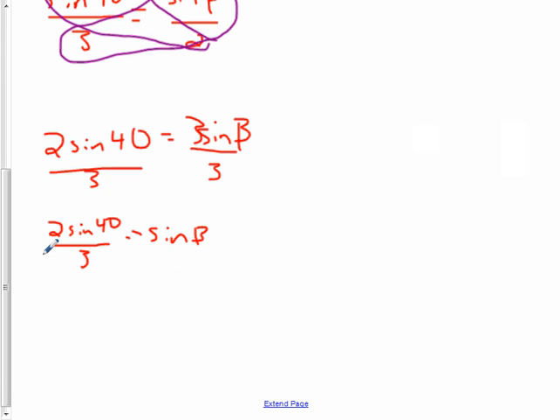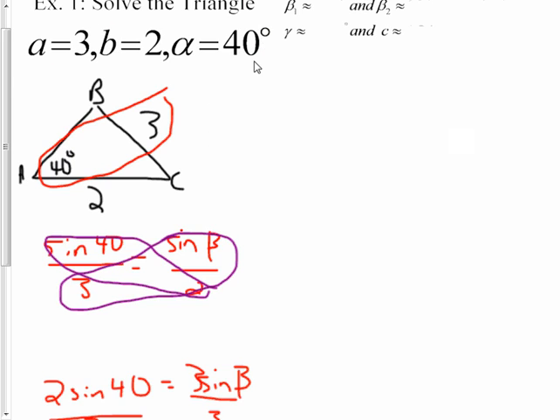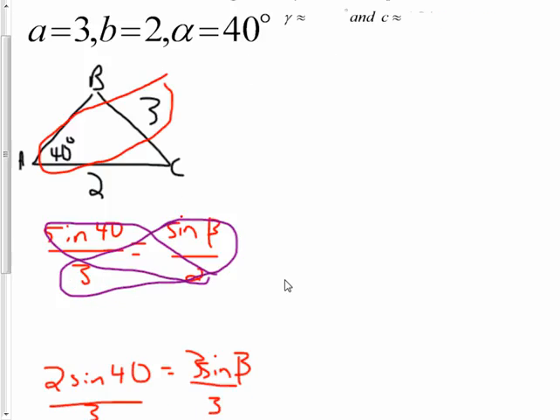Then you're taking the sine inverse of both sides. So take the sine inverse of that. And we get B to equal 25.4.